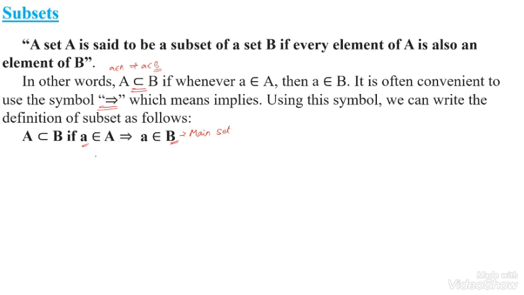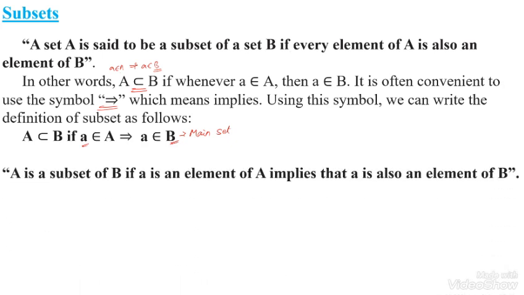I will say the definition one more time. Set A is said to be a subset of set B if every element of A is also an element of B. Now another definition: A is a subset of B means if a is an element of A implies a is also an element of B. Using the symbols, if A is a subset of B, then if an element a belongs to A, the element a belongs to B also.